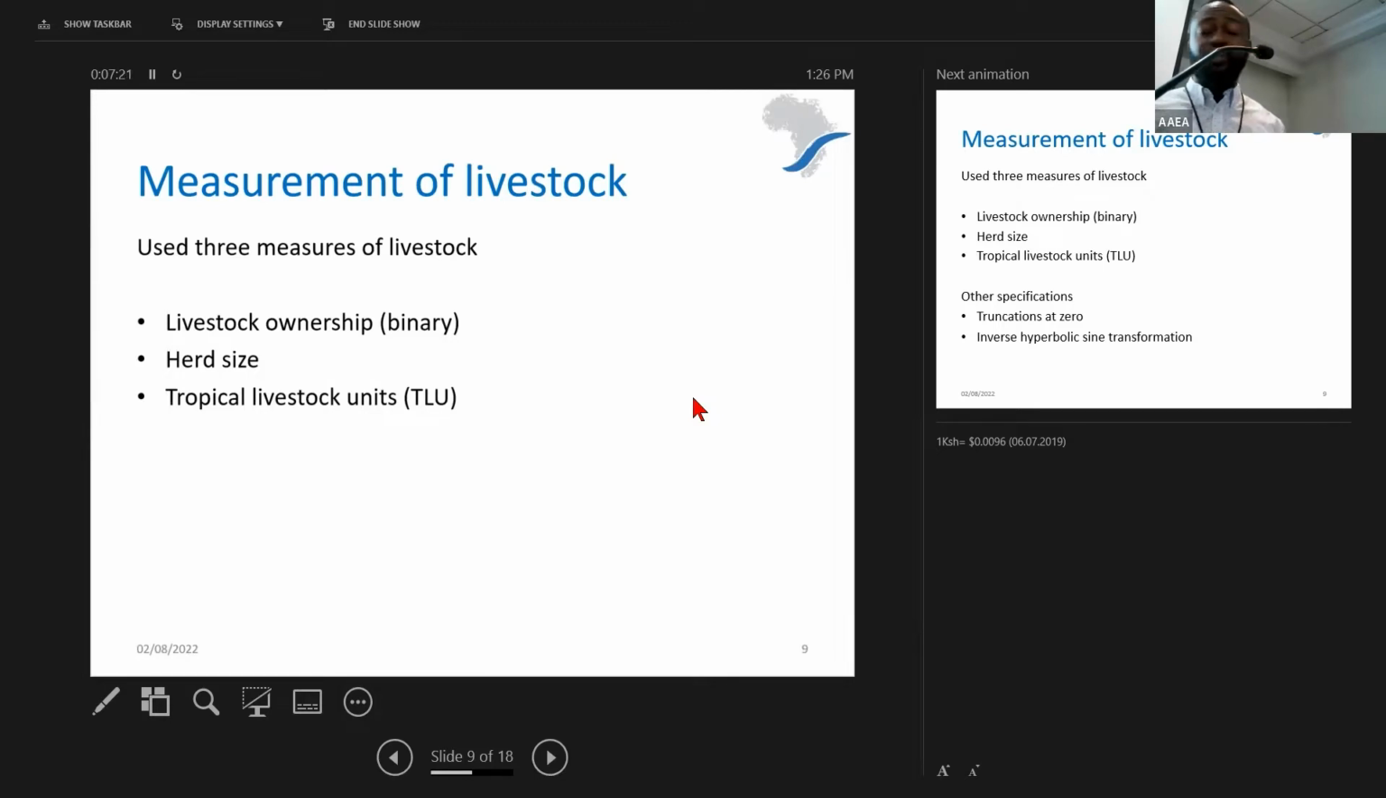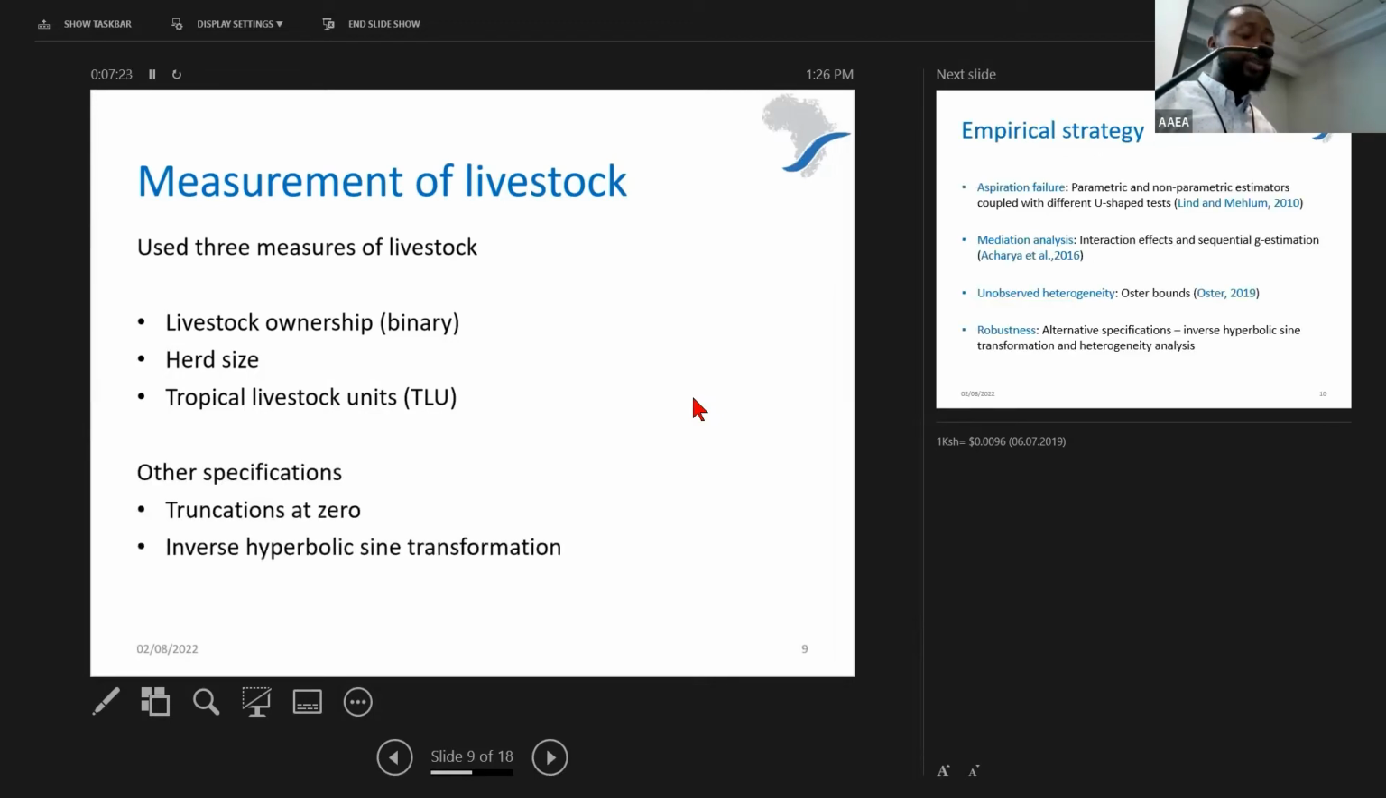And beyond this, we did some truncations at 0 because we have households that do not have any livestock, and we never wanted to have the feeling that these zeros are biasing our results. And beyond truncating at zeros, we tried to manage these zeros effectively using the inverse hyperbolic sine transformation.